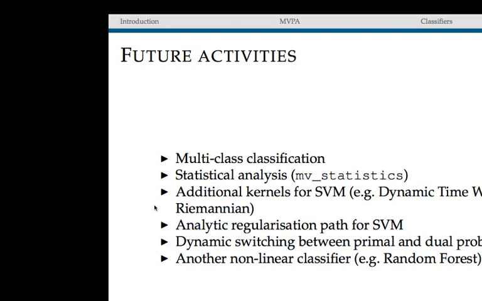This is just mentioning some things that are not yet in the toolbox, but I want to include eventually. One is multi-class classification. So far, I've implemented only binary classification. I haven't implemented the stats yet. Eventually, I would probably add some kernels that might be interesting for neuroscience data, such as a dynamic time warping kernel or a Riemann kernel for covariance classification. I think for the sake of time, I'll skip the other details. So thank you for your attention.